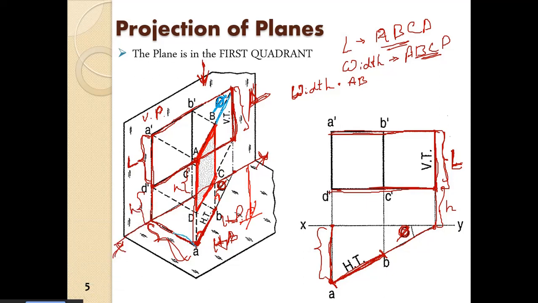So we join this line and we join this. So we see that the intersection of the points is C, the intersection of the points is D, and similarly we have A dash and B dash. So we draw this line.